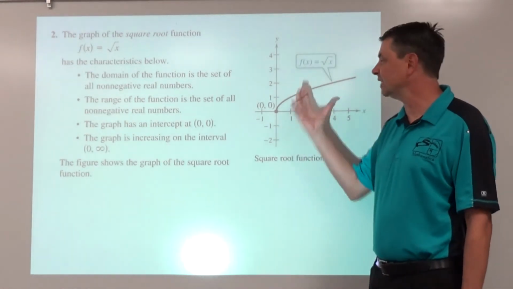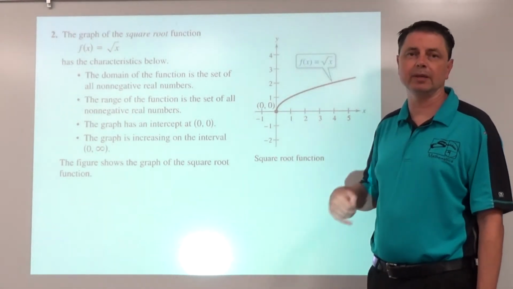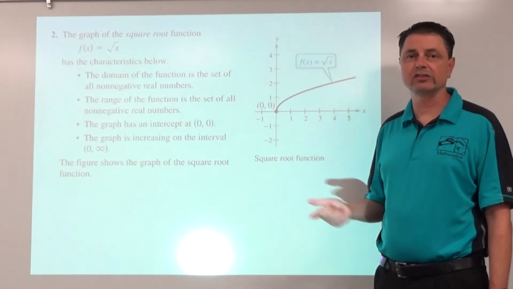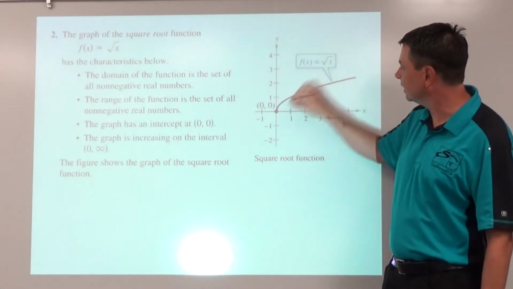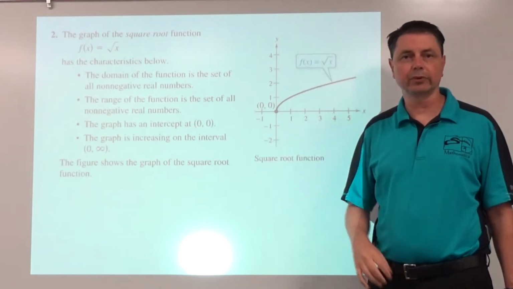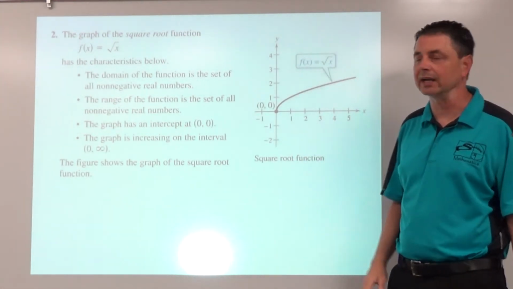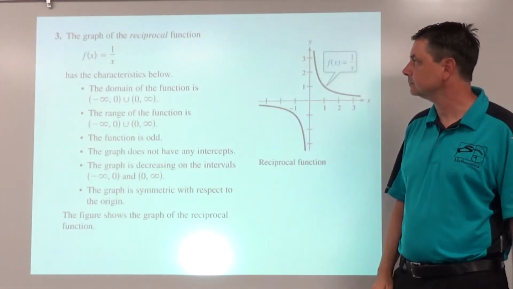It's neither odd nor even. It has no symmetry that matches symmetric about the y-axis or point symmetry. If we spun it, we go from quadrant 1 to quadrant 3, and that's a change. So it does not have that kind of symmetry.